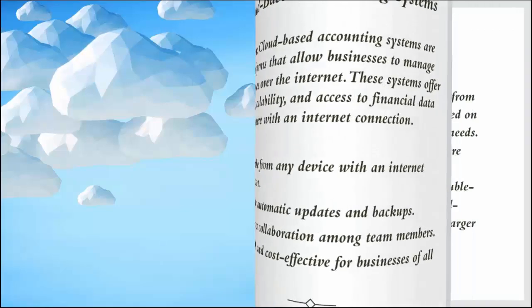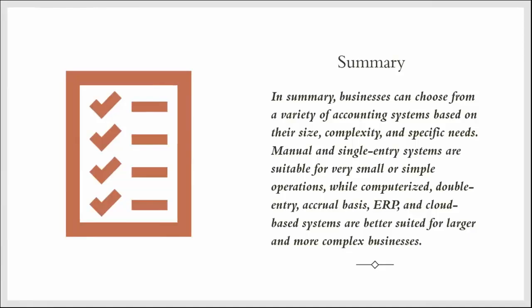In summary, businesses can choose from a variety of accounting systems based on their size, complexity, and specific needs. Manual and single-entry systems are suitable for very small or simple operations, while computerized, double-entry, accrual basis, ERP, and cloud-based systems are better suited for larger and more complex businesses.